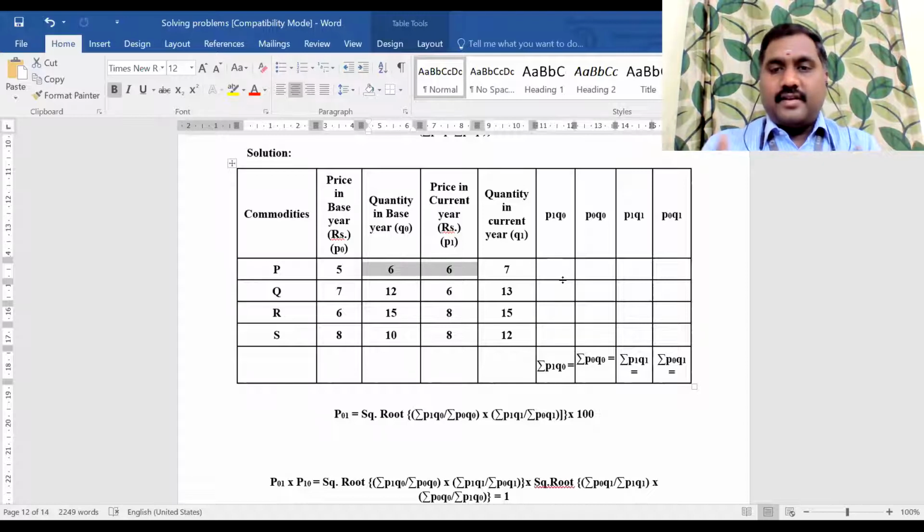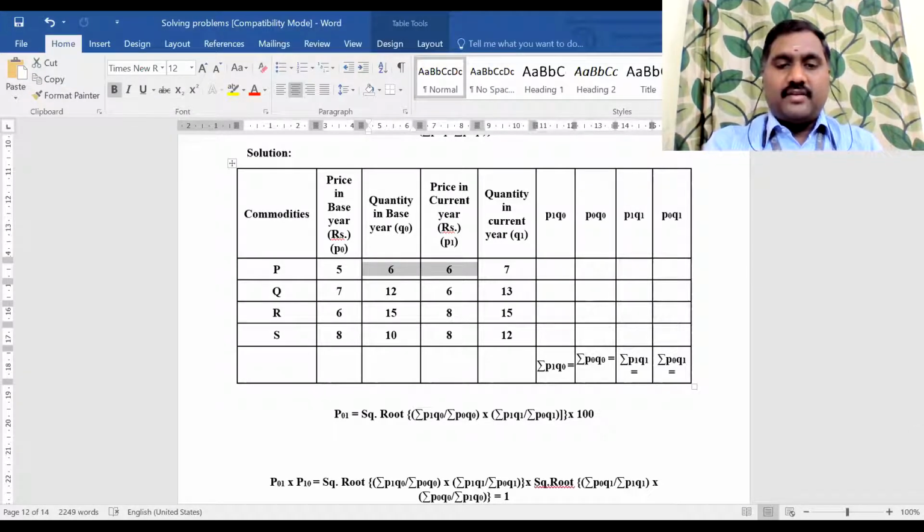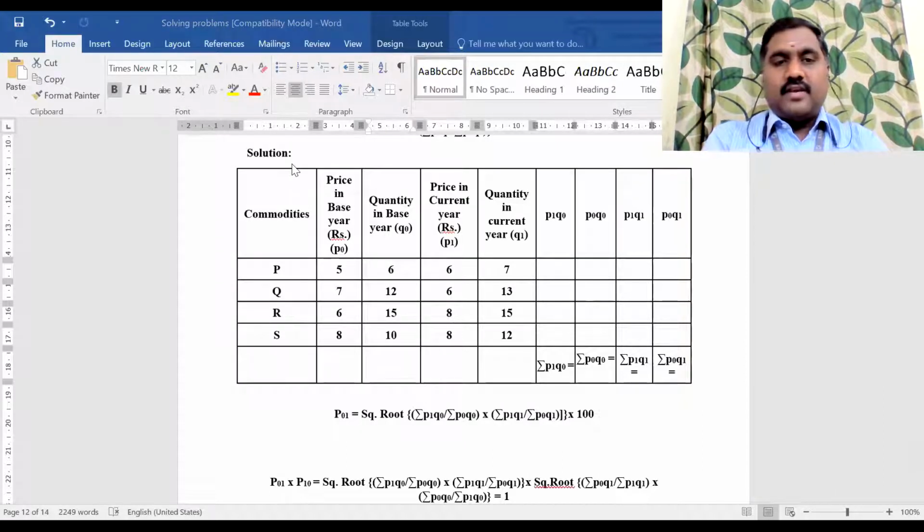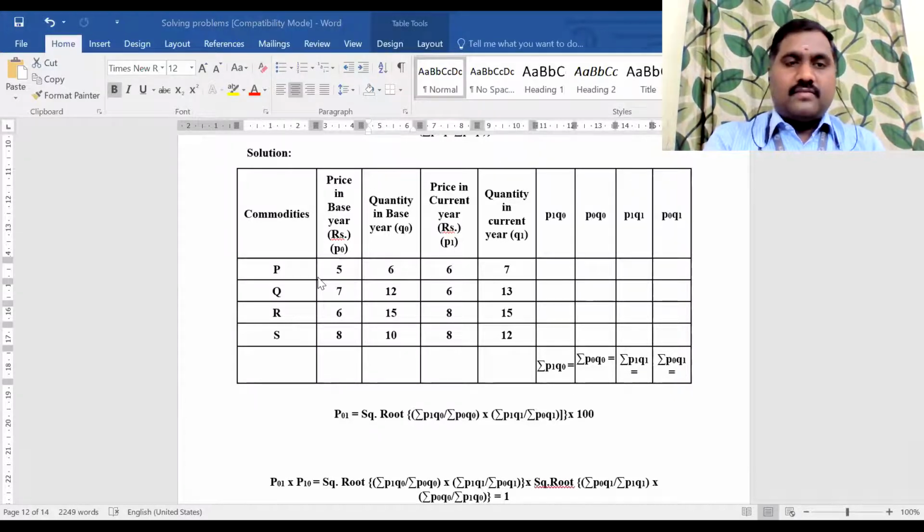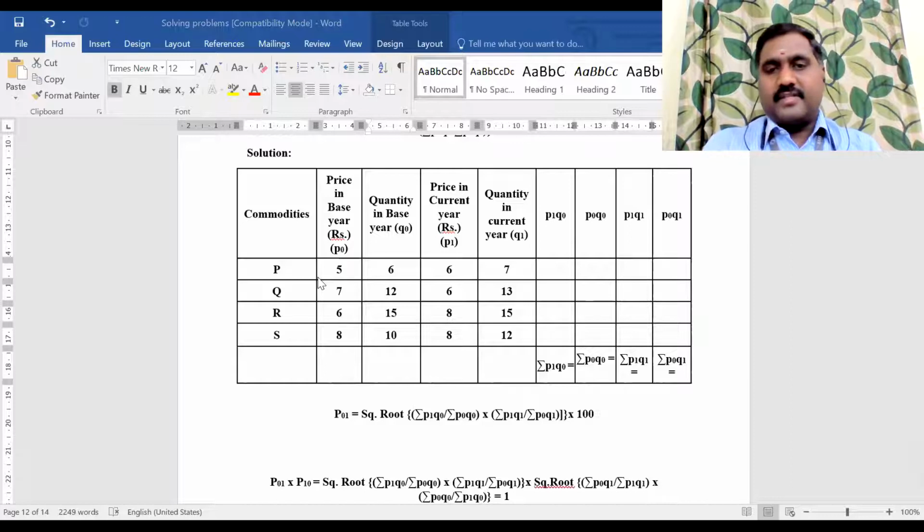Then at least a few people would have got the answers for all four columns. So unmute and tell me. If I ask, no one will reply. If I call the names, they will not reply. So better you people yourselves tell me the answer.